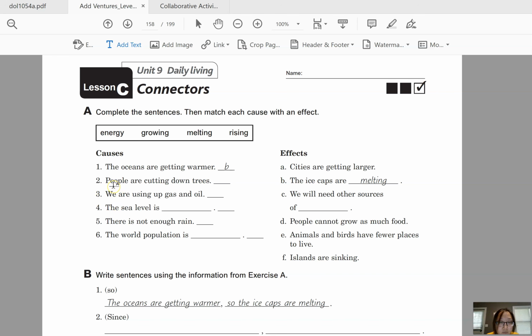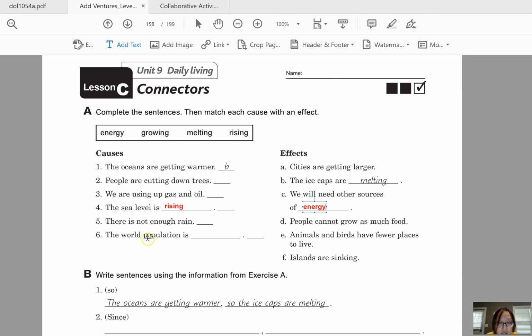Okay, so number 2. No, I'm sorry. Actually, let's look at number 4 first. The sea level is, and we can say, rising. Okay, the sea level is rising. We don't say the sea level is growing. We normally say the sea level is rising. Okay, and then we will need other sources of energy.